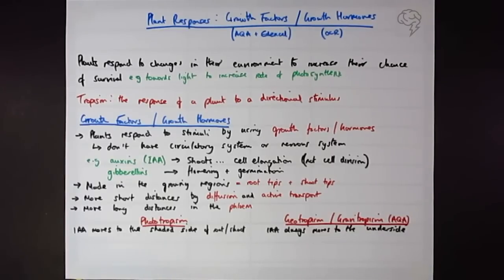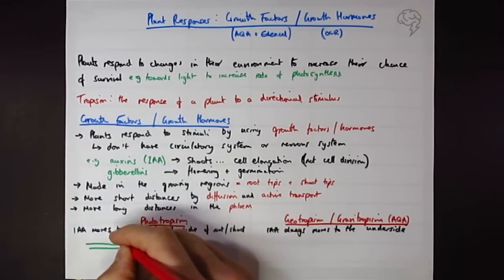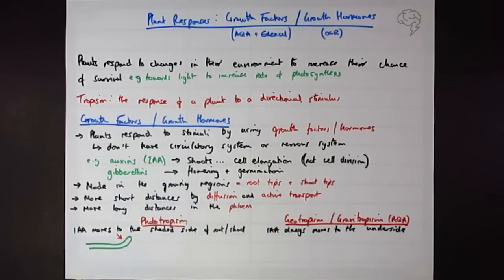Okay, so I'm going to do my shoots in green. So assuming we've got some light coming from the top here, which I've not really put my light on, have I? The IAA is going to go to the shaded side. In shoots, this is going to cause cell elongation. So the cells where the IAA is, i.e. on the bottom, are going to lengthen, which is going to cause the shoot to bend towards the light. This is going to be very tight on space. Wish me luck.